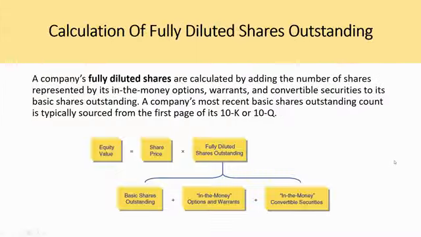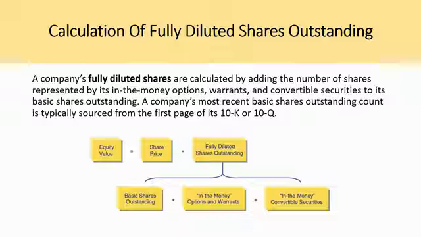Okay, so now let's look at the calculation of fully diluted shares outstanding. A company's fully diluted shares are calculated by adding the number of shares represented by its in-the-money options, warrants, and convertible securities to its basic shares outstanding. A company's most recent basic shares outstanding count is typically sourced from the first page of its 10-K or its 10-Q. And so that's relatively easy information to find out.